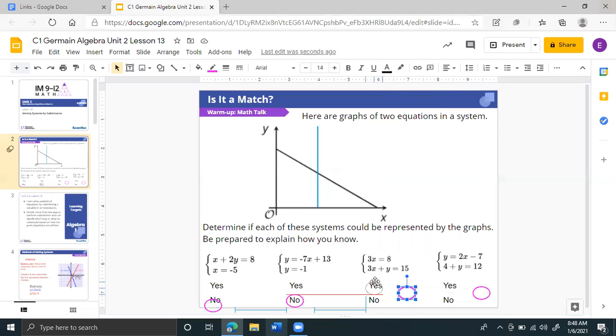Last one here, we're going to look at this one. If we were to isolate this second equation so that it was just one variable equal to something, subtract 4 from each side, y is equal to 6. Once again we would have a horizontal line at 6 here. Y is equal to 6. So this last one would not work because the second equation would have a horizontal line, not a vertical line.